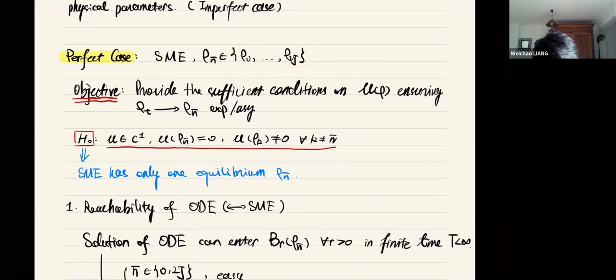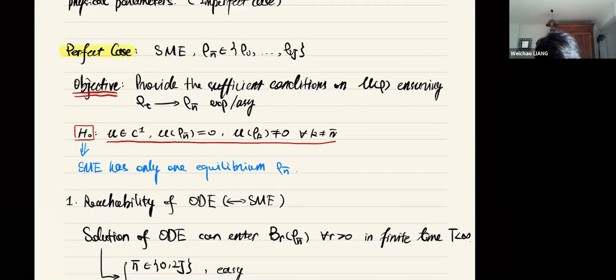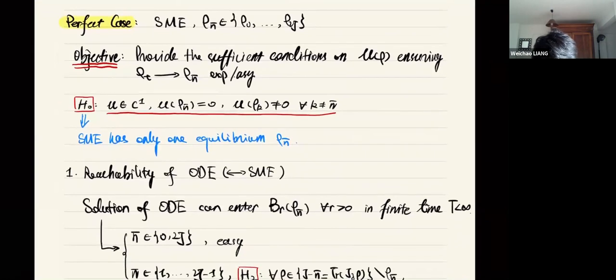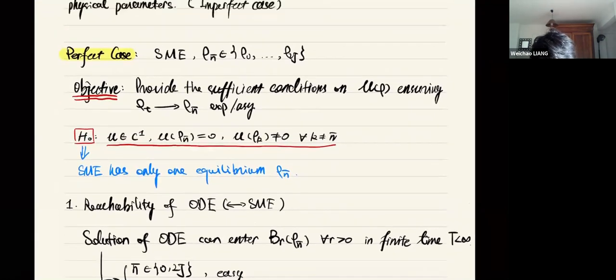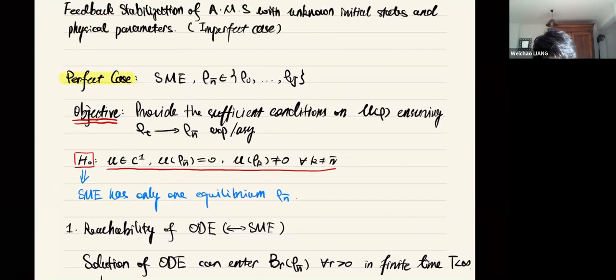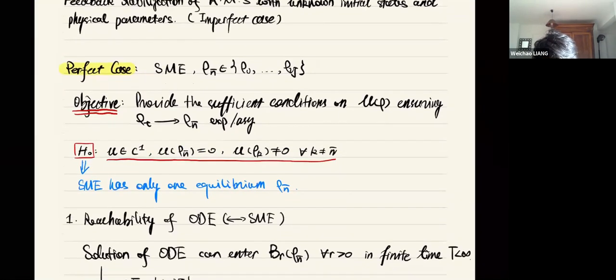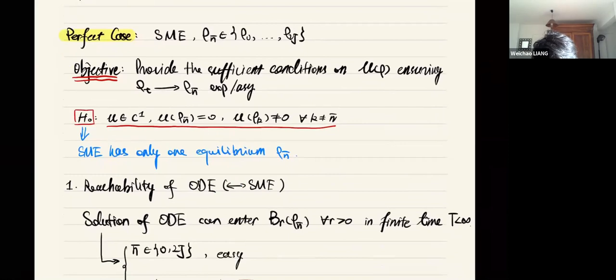Okay. And our objective in the perfect case, where perfect means we know exactly the initial state and each of the physical parameters, is to provide sufficient conditions on the feedback controllers, ensuring the exponential stabilization, or just the asymptotic stabilization, toward the target state.